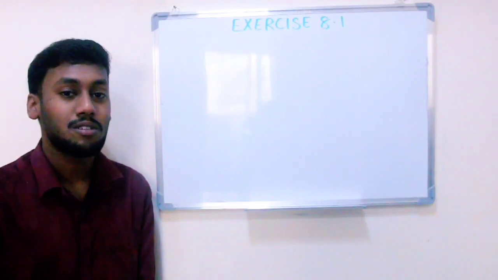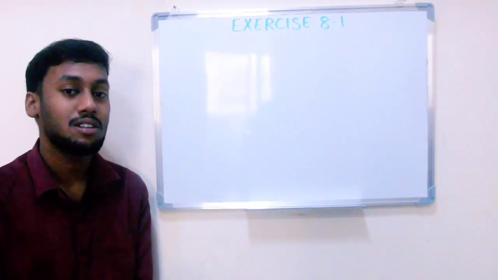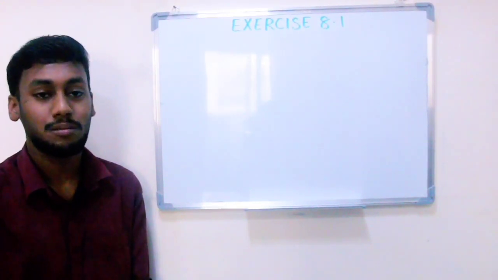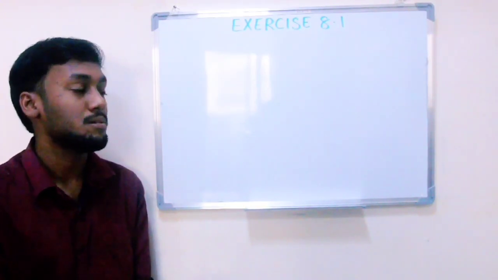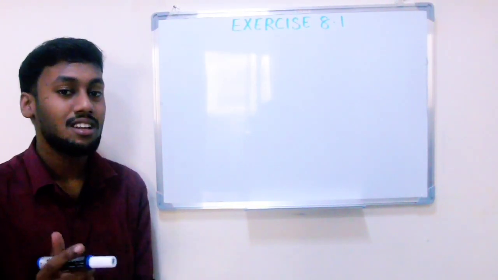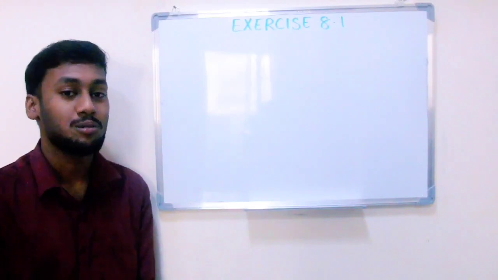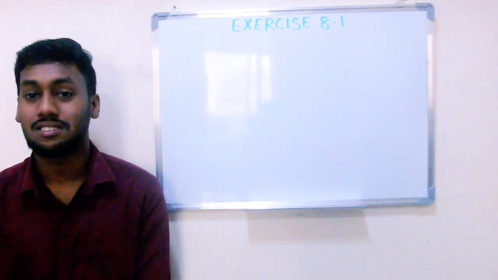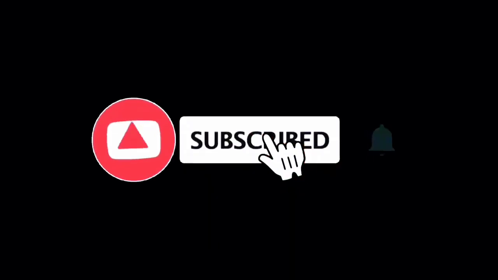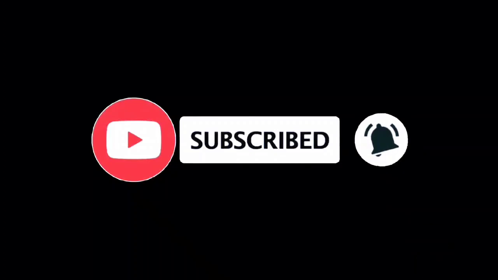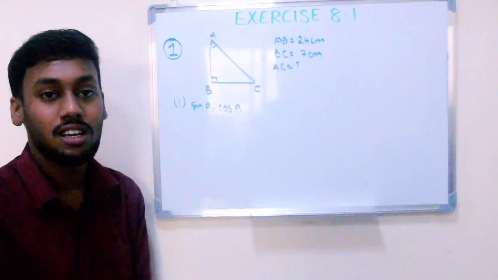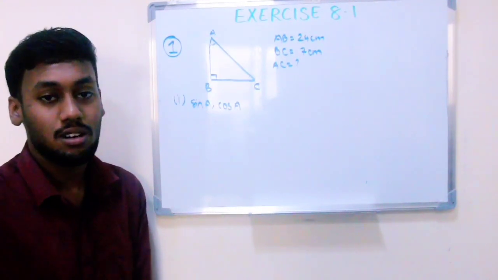Yesterday we have seen trigonometric ratios and we have discussed the concepts regarding trigonometric ratios. Today we will see some problems based on it. Let's go to exercise 8.1, the first exercise of this chapter. So let's begin with the first question of this exercise.